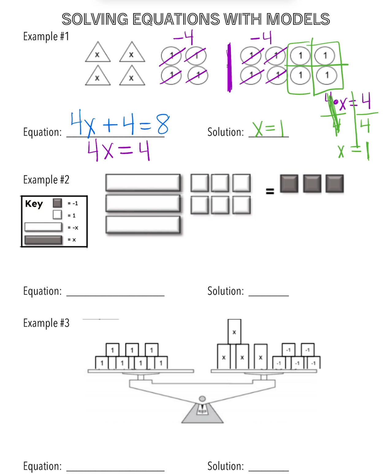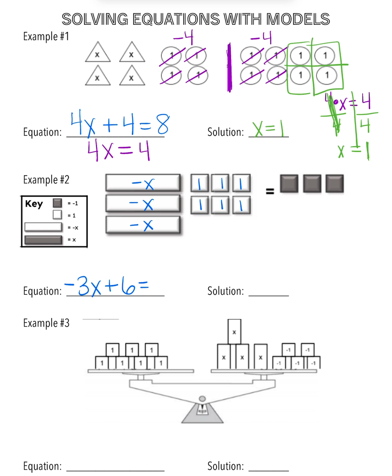So remember the white rectangles are going to be a negative x. So how many negative x's do I have? Well, I have 1, 2, and 3. So I'm going to start with negative 3x. All right. And then what were the white squares? Well, the white squares were a positive 1. So how many positive ones did I have? I had 1, 2, 3, 4, 5, 6. So I have a positive 6.